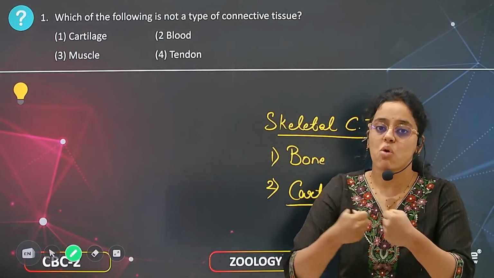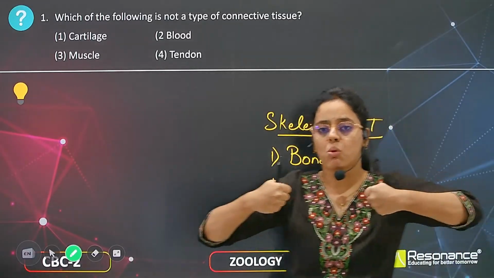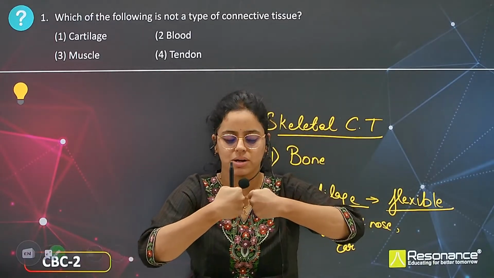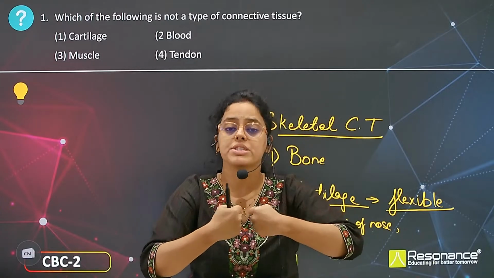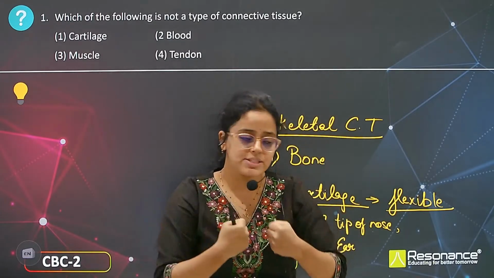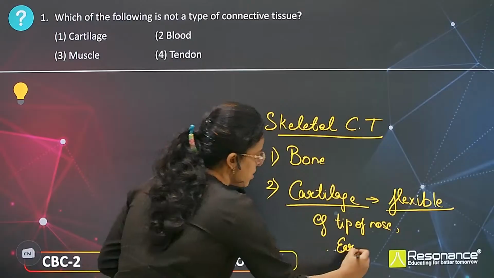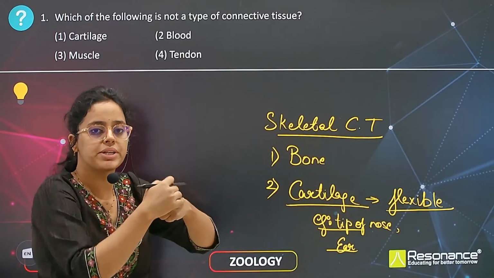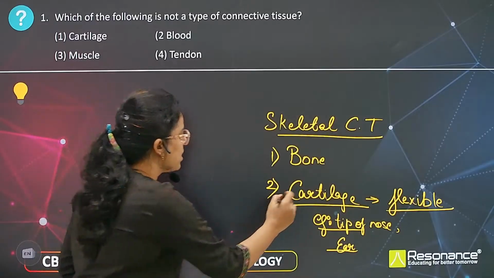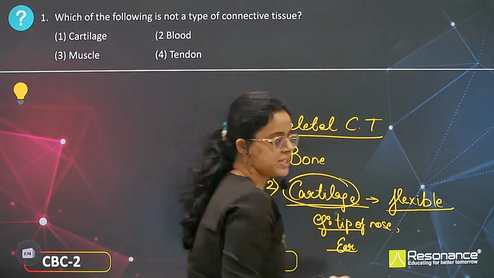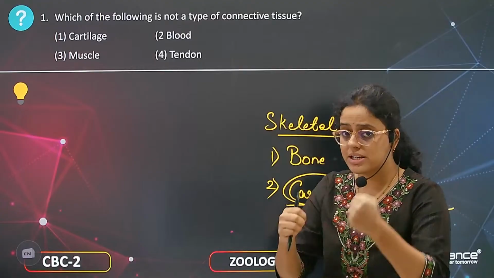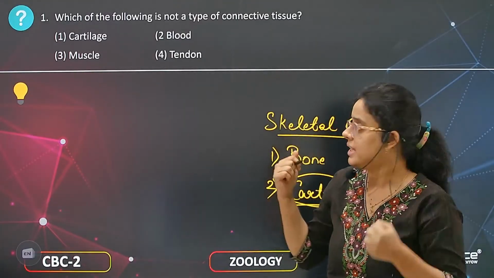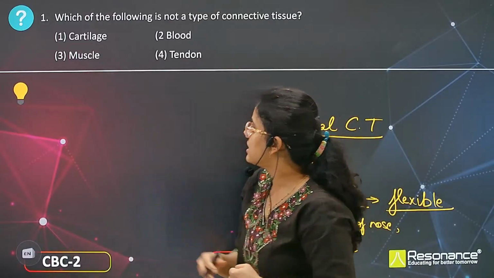Why? Because it avoids friction. If two hard bone surfaces are together in joints, what happens? They move, right? They cause friction, and it results in pain or heat generation, right? So the tips of the bones are also protected by cartilage. So cartilage is basically a connective tissue. It connects two bone structures, and it is present in the tip of the nose and ears, right? So cartilage is a connective tissue.